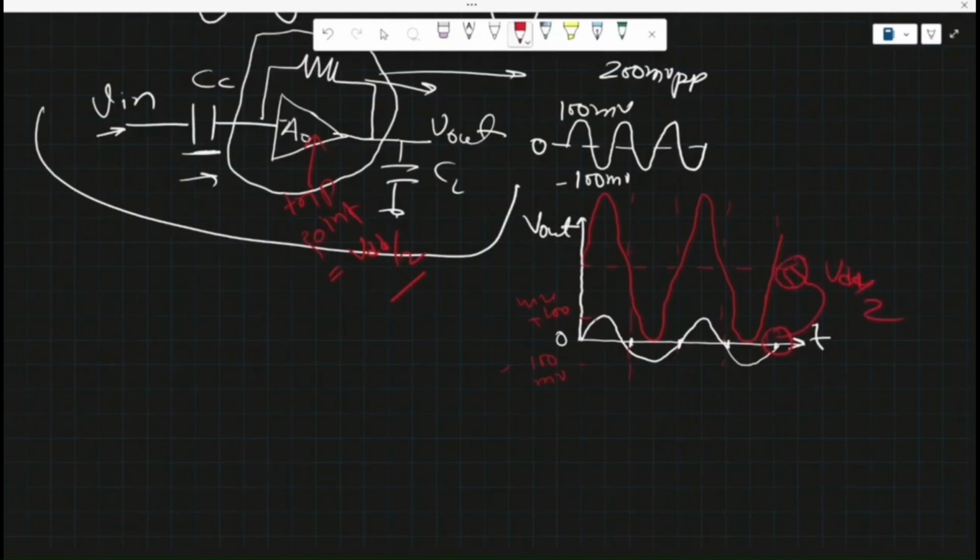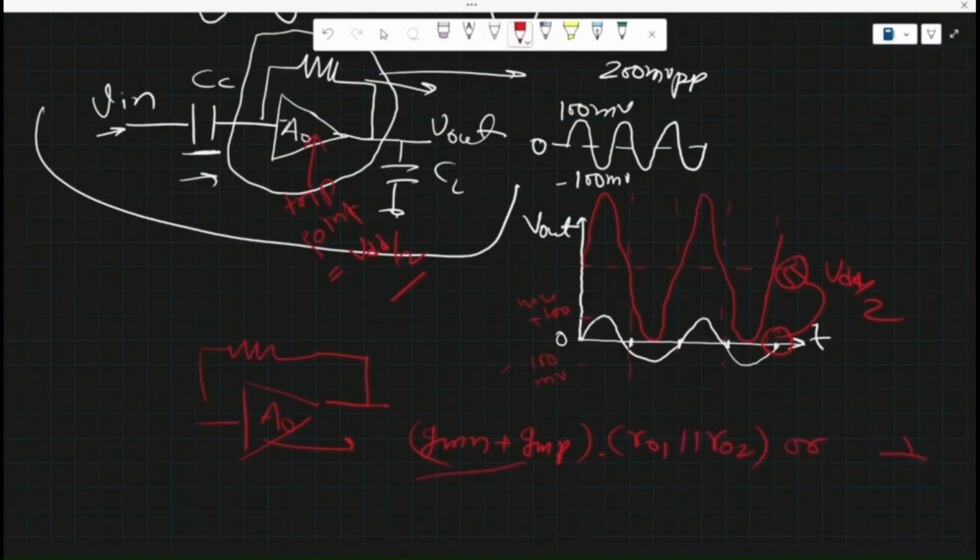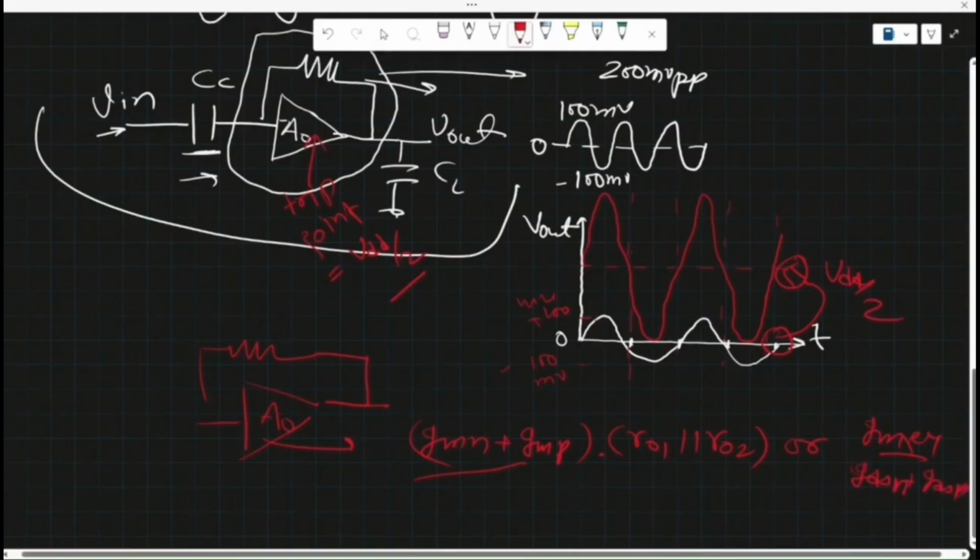The condition for this amplification is that we have seen that we have this A naught gain of the amplifier, and we have this resistive feedback connected to the input and output, right? So if I just talk about the inverter, then my gain is Gm of n plus Gm of p times RO1 parallel RO2, or Gm equivalent times 1 over Gm equivalent. That is Gmn plus Gmp over GDS of n plus GDS of p. Right? So this is also n and p.